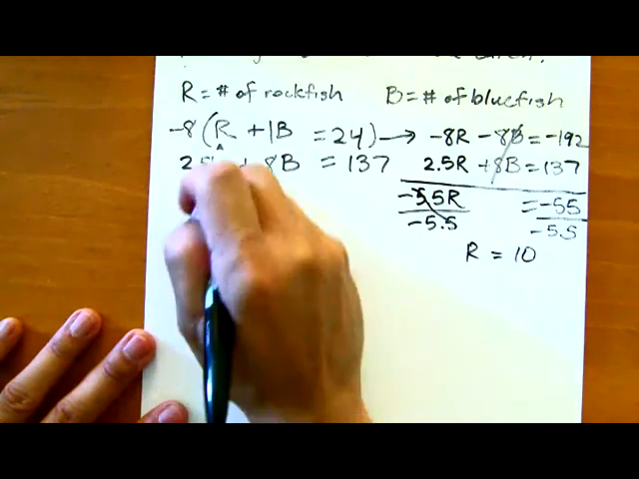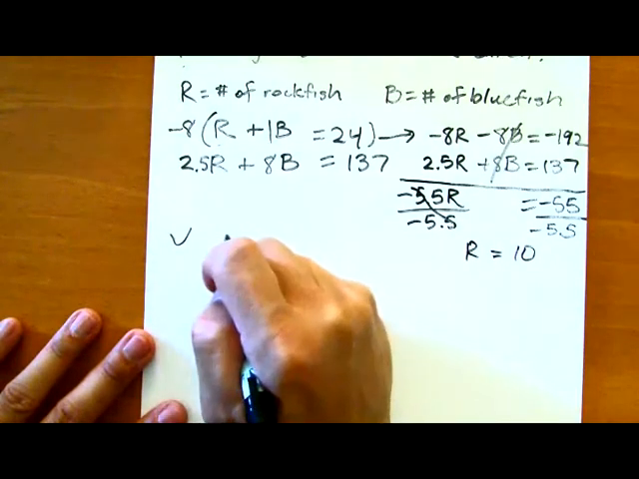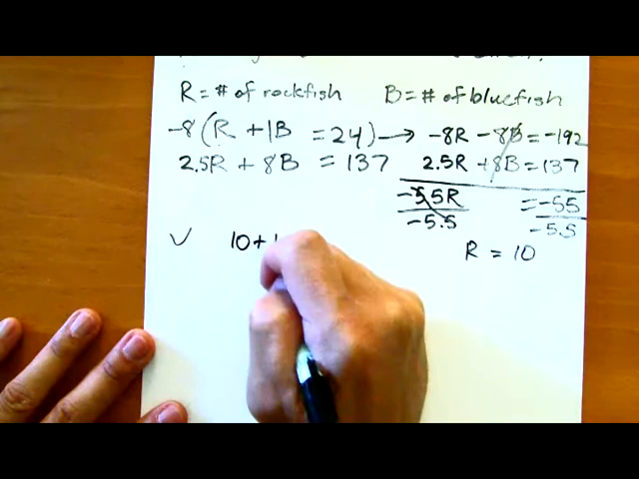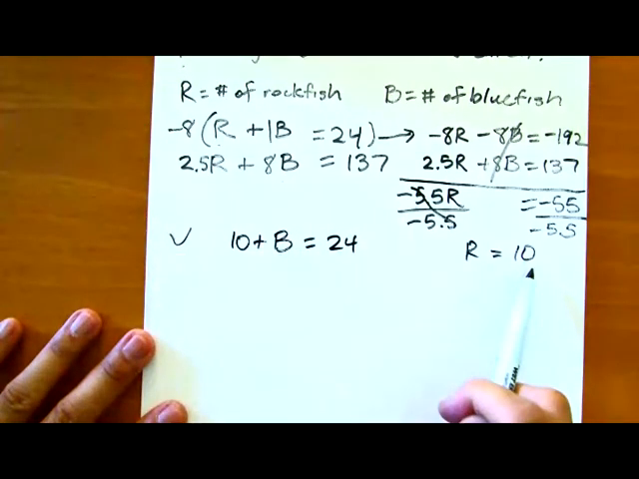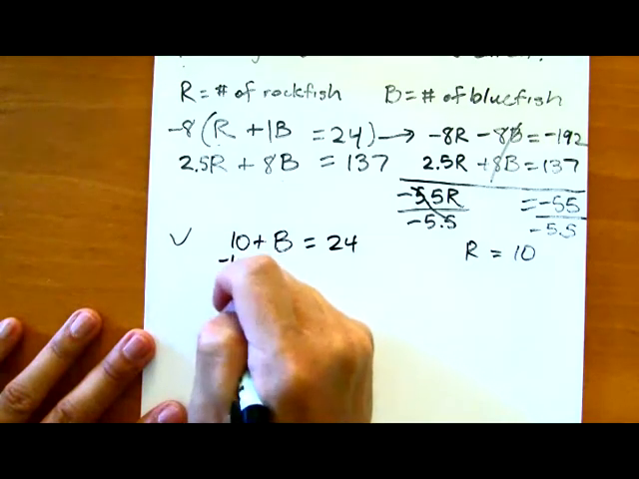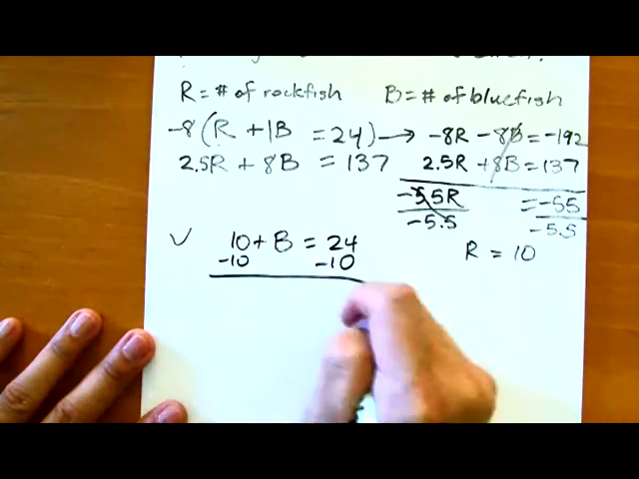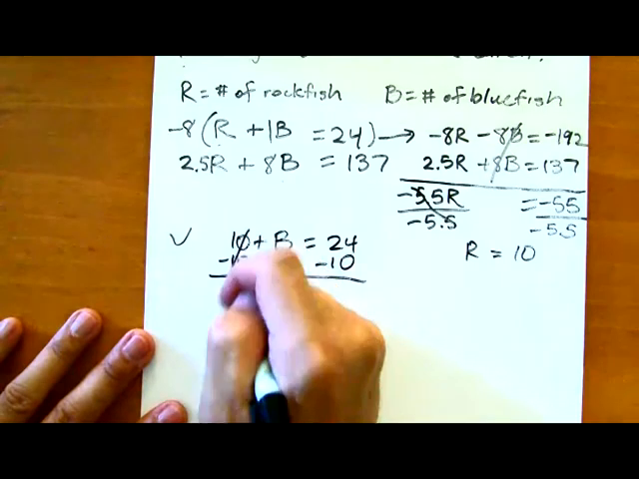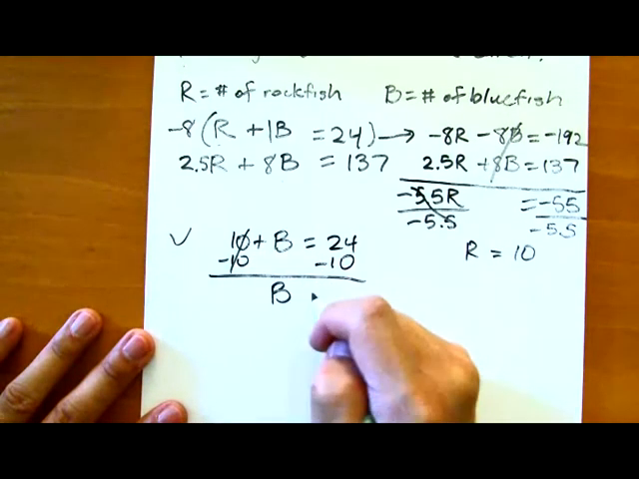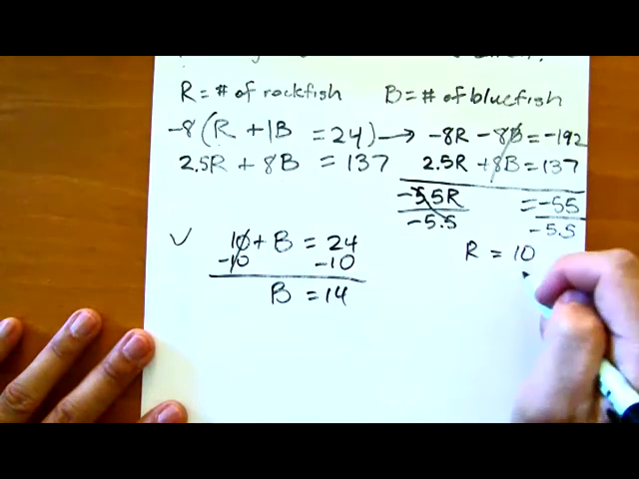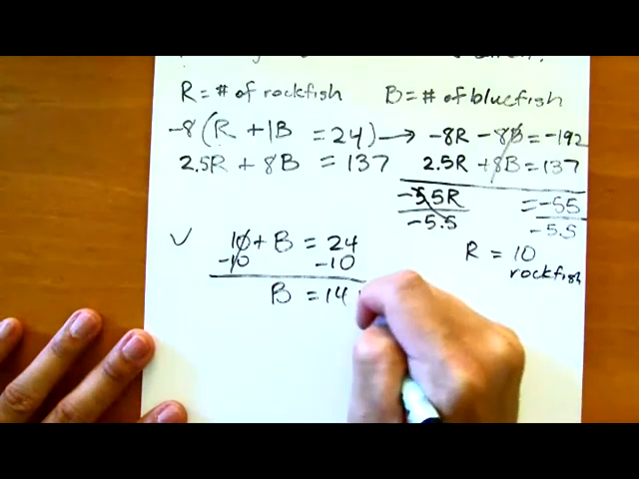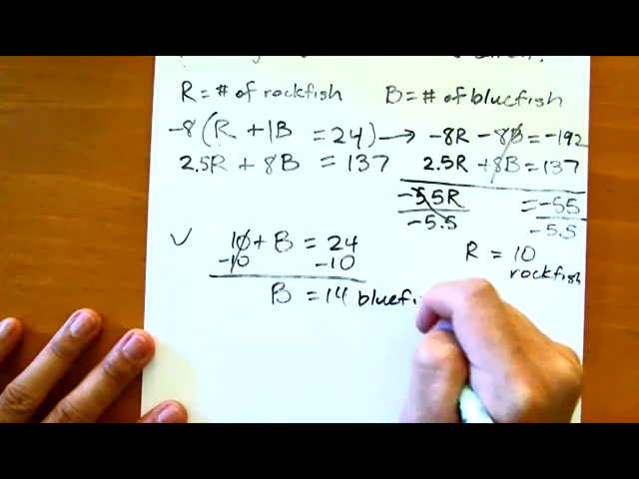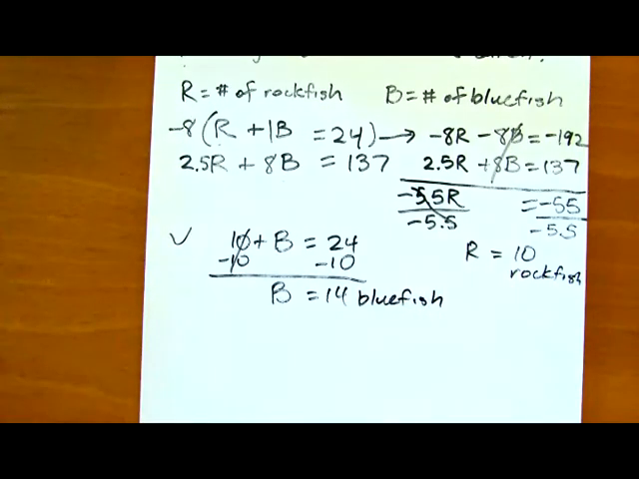We're going to replace R. I'm going to use the first equation. 10 plus B is equal to 24. All I do is replace the R with 10. Now we solve for B. So 10 rockfish, 14 bluefish. Let's try the next one.